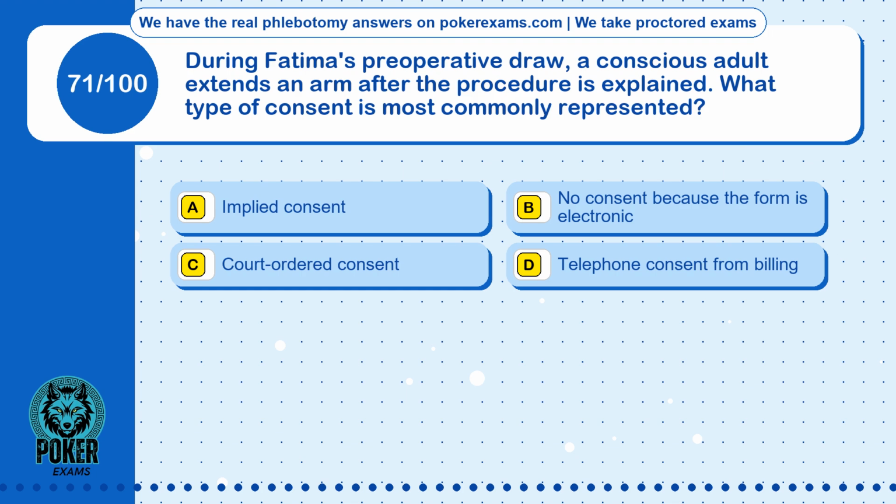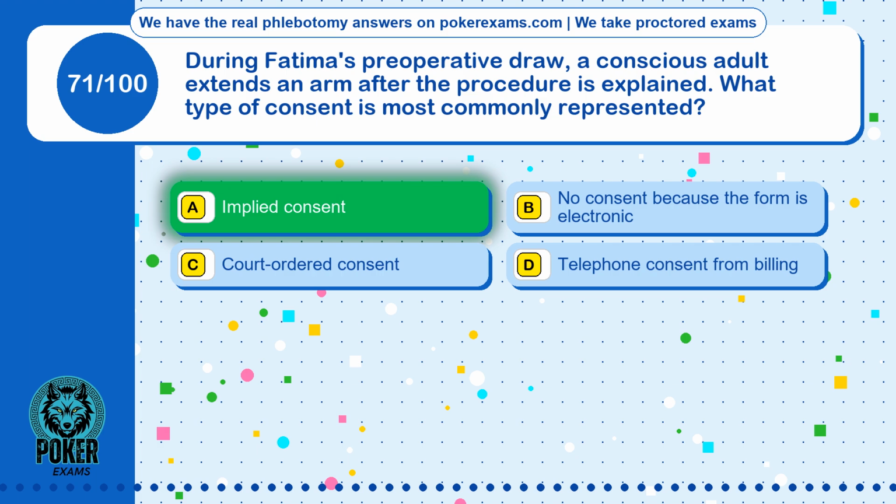Question 71. During Fatima's preoperative draw, a conscious adult extends an arm after the procedure is explained. What type of consent is most commonly represented? Option A. Implied consent. Option B. No consent because the form is electronic. Option C. Court-ordered consent. Option D. Telephone consent from billing. The correct answer is option A.